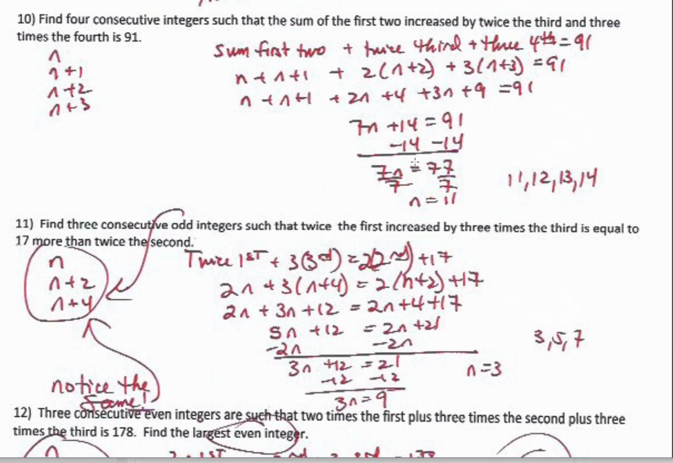Is 91. Hush! Minus 14 from both sides. 7n is 77. Dividing by 7, n is 11. So the 4 consecutive integers are 11, 12, 13, and 14.